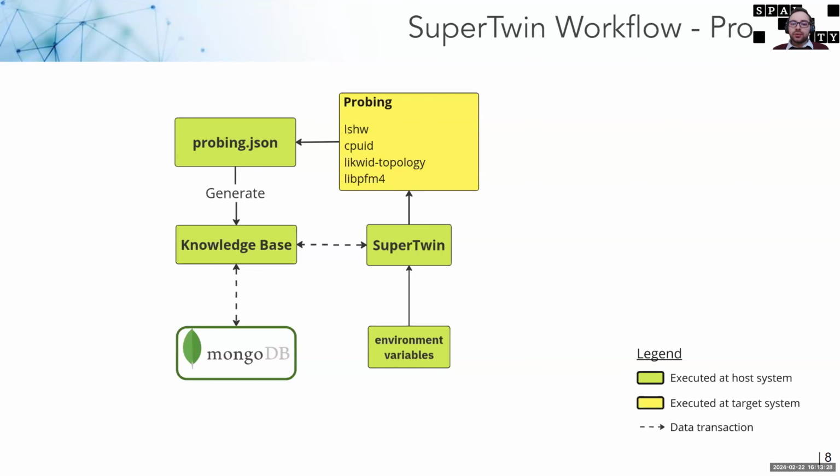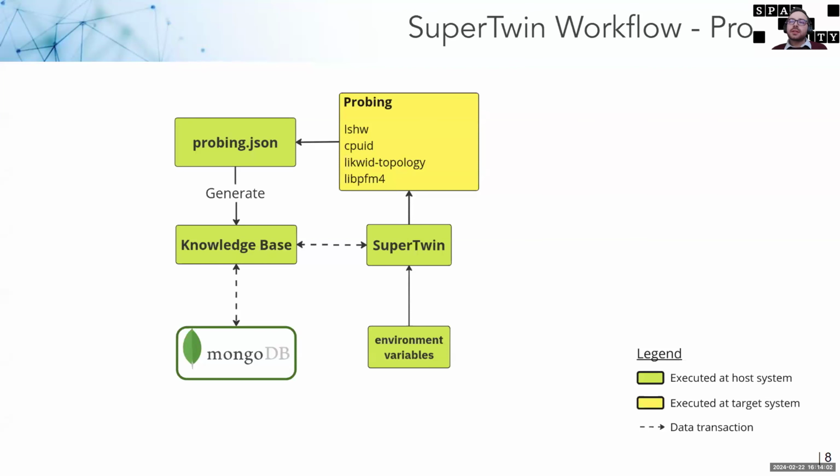Once we have the probing information of the target system, SuperTwin generates a knowledge base for the target system, which acts as the digital twin description. And we store this knowledge base in MongoDB. This knowledge base is the sole parameter of the SuperTwin library, and once it's generated, every other SuperTwin functionality is enabled.